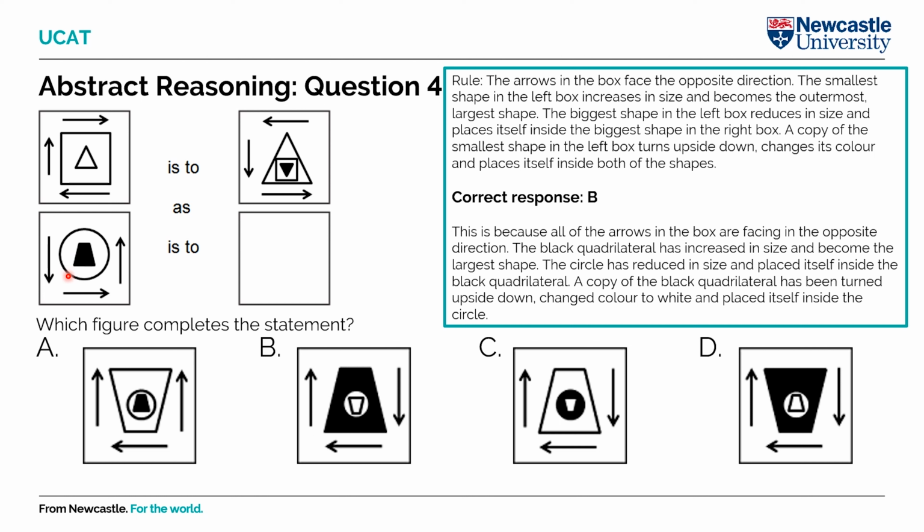So what we would be wanting to see was a large, I guess, is this a rhombus or a trapezium? In this section here, a black one with a smaller circle inside of it, and then a white upside down rhombus. So our correct response here is B.